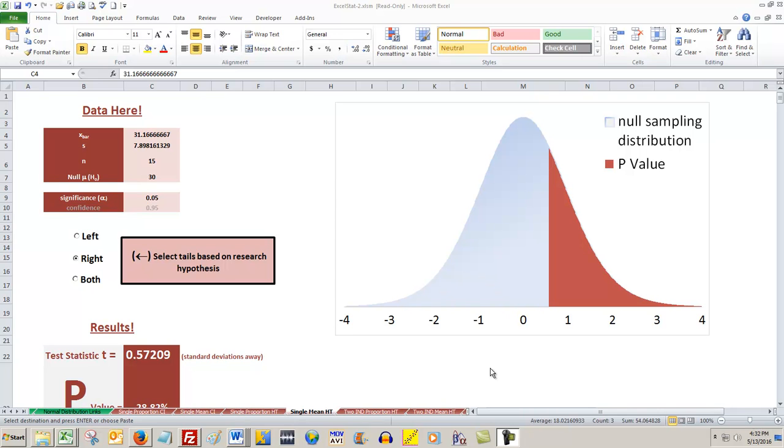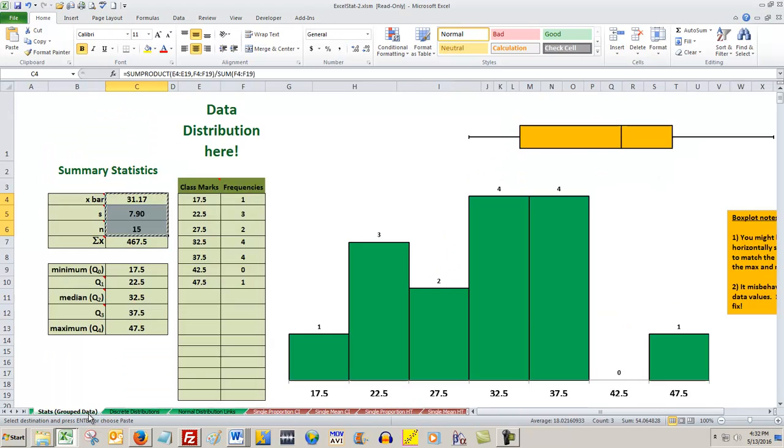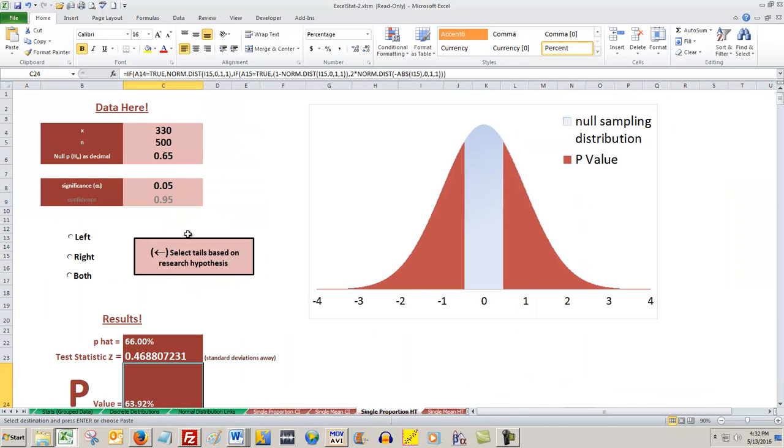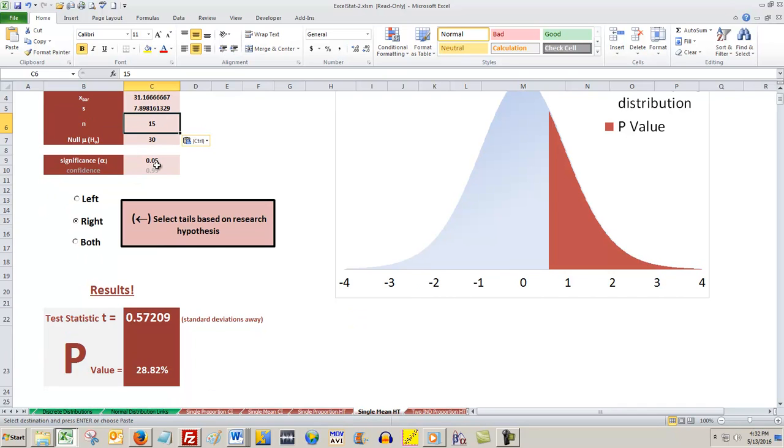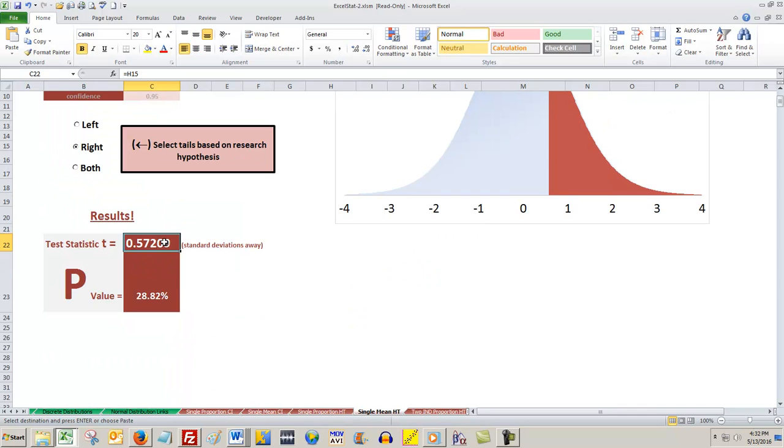So I couldn't resist. I went ahead and plugged in the police data into the group data sheet. Here it is. I copied the sample statistics over. And notice the average speed and the standard deviation are pretty close to each other. The difference is in the fact that they only had 15 cars. And everything stays the same, 95% confidence, right-tailed test. But look at the test statistic.